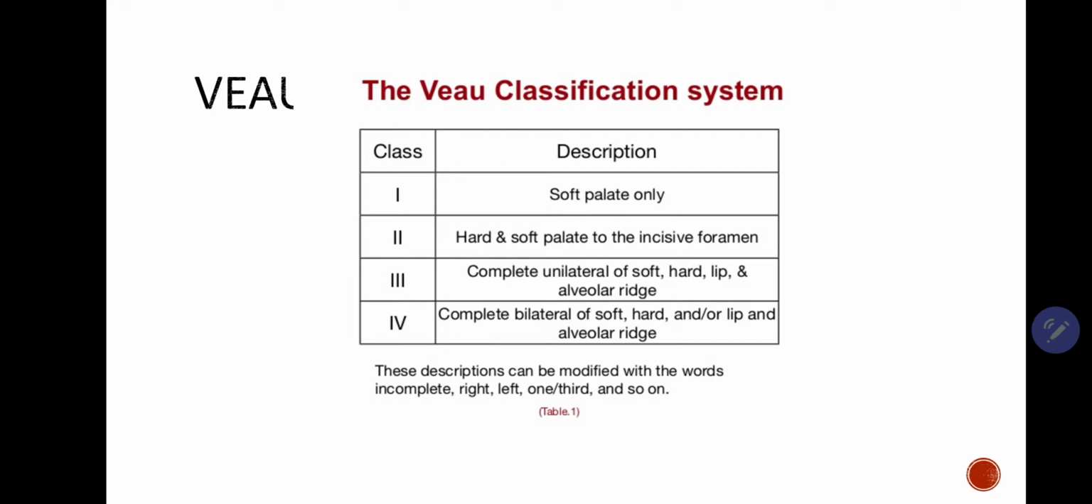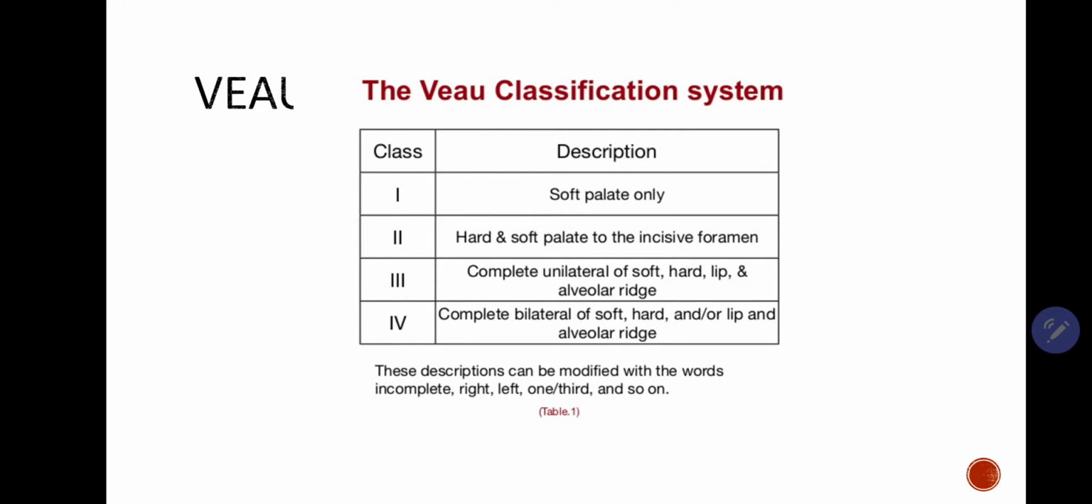The second class includes the soft and the hard palate. The third one includes complete unilateral cleft of the soft and hard palates as well as the lip and the alveolar ridge. So in class 3, there is a cleft which involves entirely the soft, hard palate and the lip along with the alveolar ridge. Class 4 has a complete bilateral cleft. So we have 4 classes in VEAU classification: class 1, class 2, class 3 and class 4.